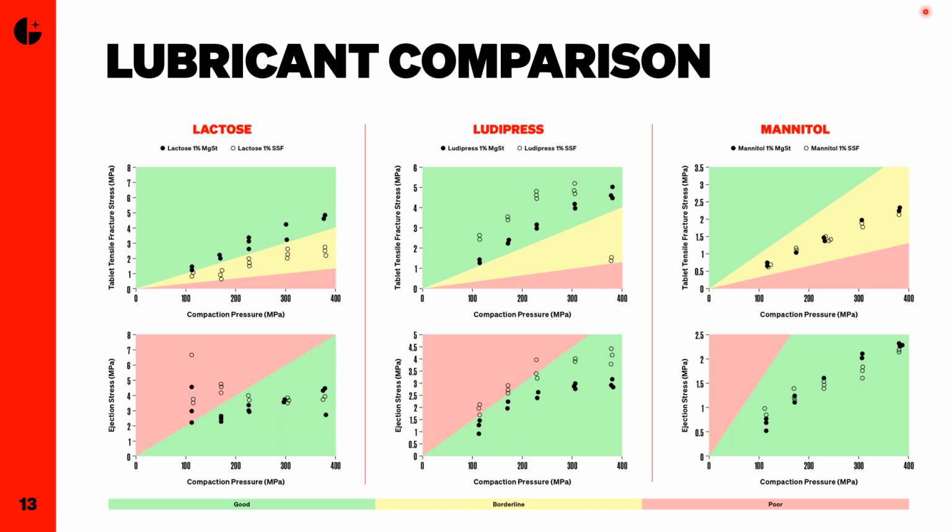If you were doing this full study in real life, you would probably do different percentages of the lubricants, and you could also look at blend time. But this example is just to show you how easy it is to see the impact of your choice or a change on the compaction behavior of your formulation.